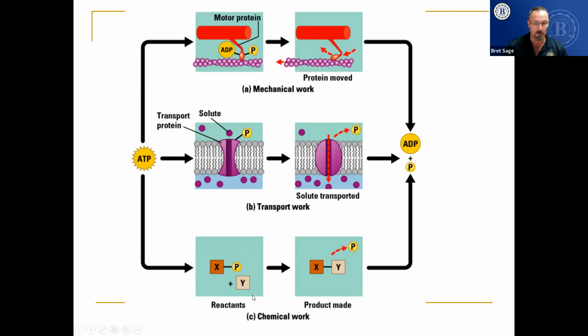And then combining molecules together. For example, we take sugar molecules and combine them together into a starch molecule in our muscles and in our liver. That takes energy. So these are all energy requiring jobs in the body.